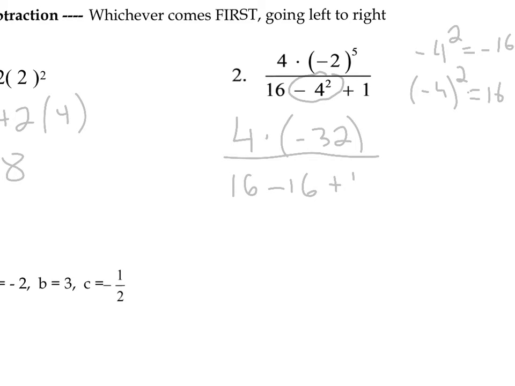Now your numerator, it's 4 times negative 32. 4 times 30 is negative 120. 4 times 2 is 8, so that will be negative 128. Your denominator would be 16 minus 16 is 0. 0 plus 1 is 1. Please finish this problem. Anything you divide by 1, you get the same result. So your final answer is negative 128. And again, circle your answer.